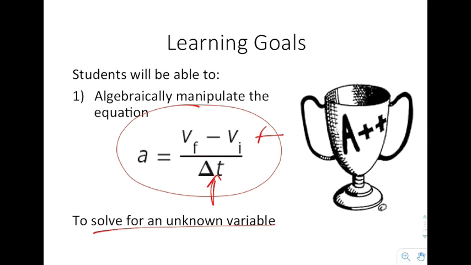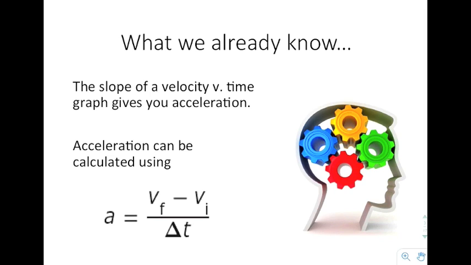So, what we already know, what we've talked about in the previous presentations, is that the slope of a velocity versus time graph will give you the acceleration. And we can formalize that into the equation a equals vf minus vi over t. This is the expression we've traditionally used to solve for the acceleration.